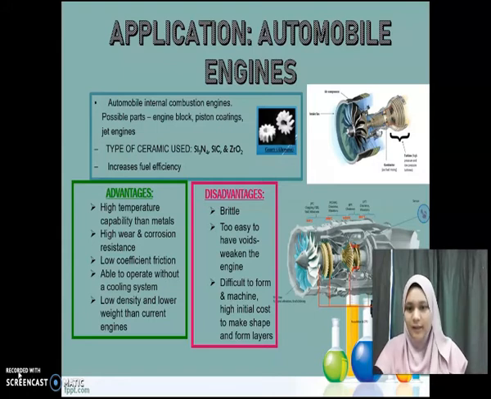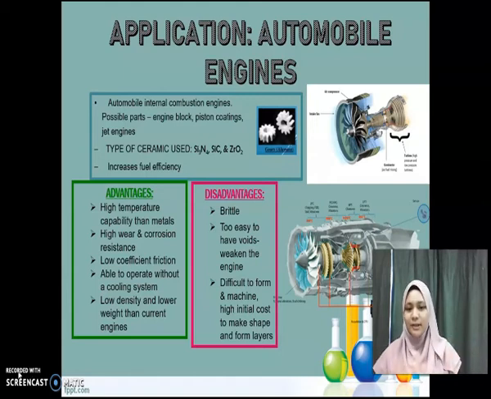Other than that, it is low coefficient friction, able to operate without a cooling system, and it has a low density and lower weight than the current engines. Which means, if it's lighter, that means the speed is higher, right? There is also a disadvantage.